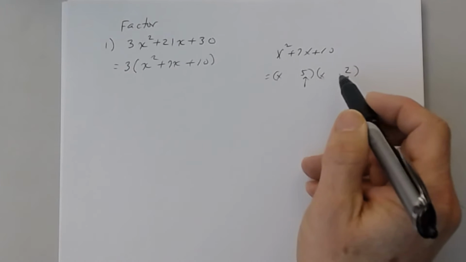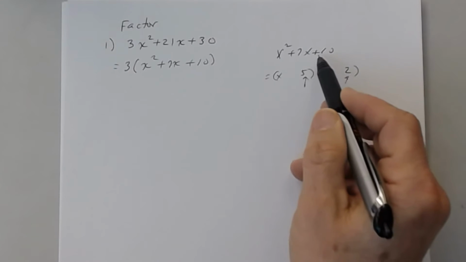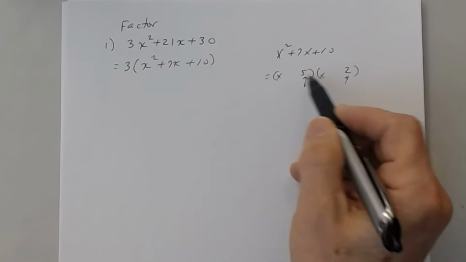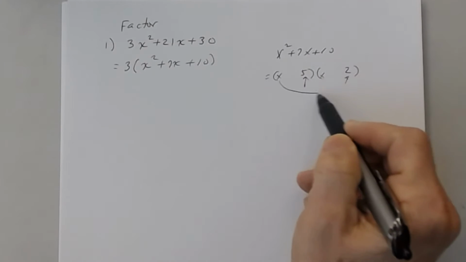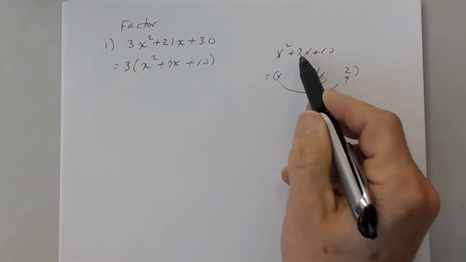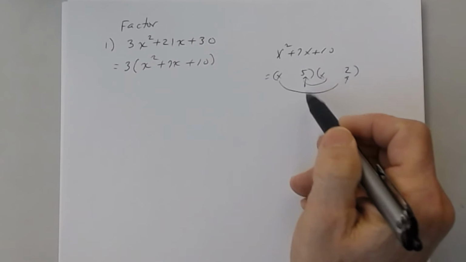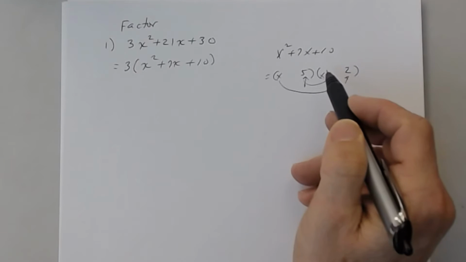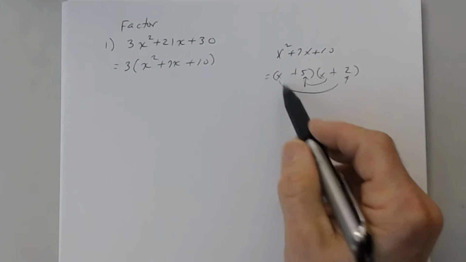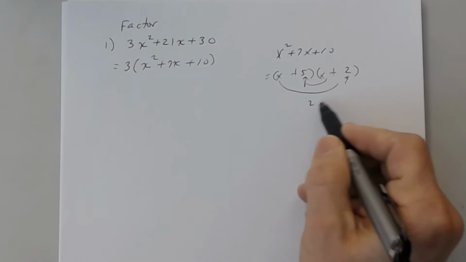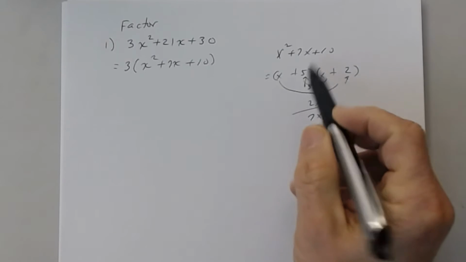It does not matter. The last sign's positive, so we talked about that. That means that in order for me to get a positive 10, these have to both be the same sign. And when we talk about the outer and the inner, it better give me the 7x, right? So if these are going to be the same sign and I want a positive 7x, that means both of these signs in here better be positive. All right, and before we go on, let's check those. So let's check the outer and the inner. The outer is 2x. The inner is 5x. And when I add them up, I get 7x, which is what you wanted.